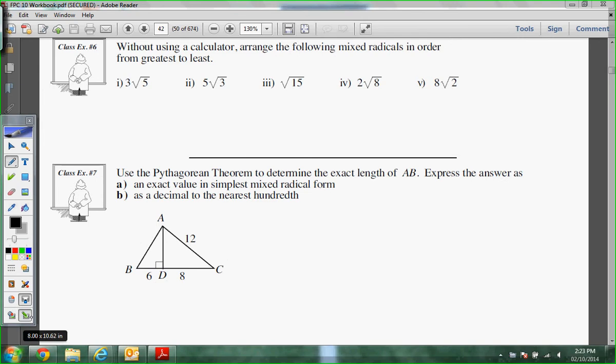All right, so 6 says, without using a calculator, arrange the following mixed radicals in order from greatest to least. 3 root 5, 5 root 3, root 15, 2 root 8, and 8 root 2. So let's order those. This is broken up as best it can be, but we probably could make it an entire radical, and we could see it a lot easier. So what is 3 squared? So root 9 times root 5 is root 45.